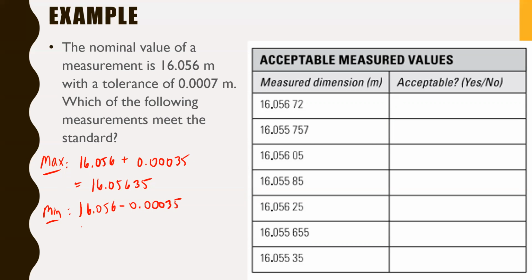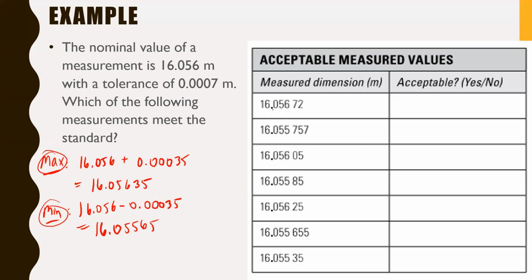Right? This one I'm going to want to use a calculator for. Let's see, 16.056 minus 0.00035. This gives me 16.05565. So this right here, this is our range. We have our minimum and we have our maximum. We need to look at all these numbers and figure out which ones lie within that.